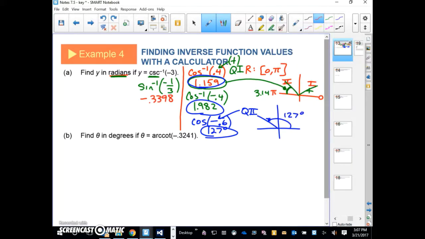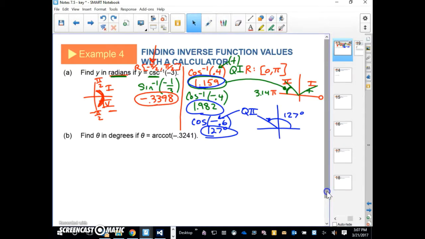-0.3398. Now don't forget, you need to look at your range. And for inverse cosecant, the range is from -π/2 to +π/2. So what I like to do is I just look at it and say, am I allowed to have a negative number? And since the range goes from -π/2 to +π/2, or quadrants 1 and 4, I'm allowed to have a negative number. I'm allowed to have a negative answer. That's what's going to put me into that fourth quadrant. So since I'm allowed to have a negative answer, I'm going to circle it.